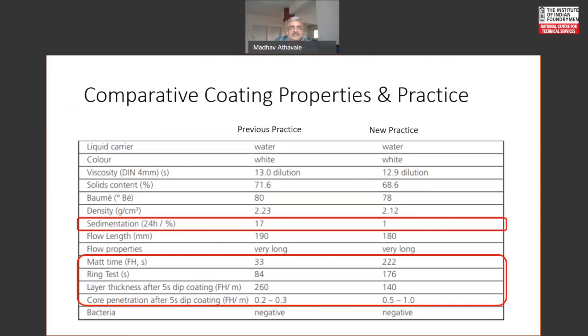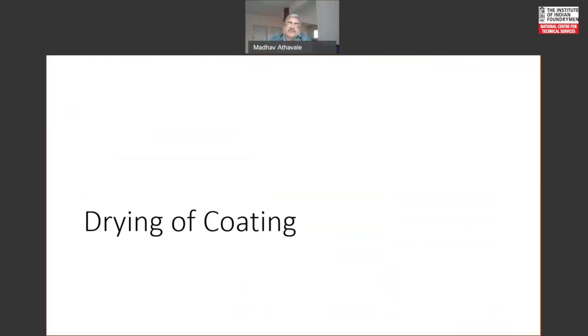Then layer thickness after dipping, 5 seconds dipping, and the coating penetration after 5 seconds dipping. As you can see, the new practice that they followed had a better penetration as compared to the old practice. As a result, on the top, the coating thickness layer will be slightly lower, which doesn't matter, because it is a combination. The metal penetration is being resisted by the filler which has penetrated inside the mold and core surface. So this is one example.